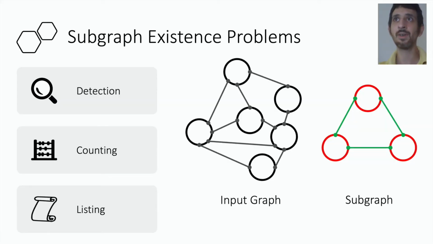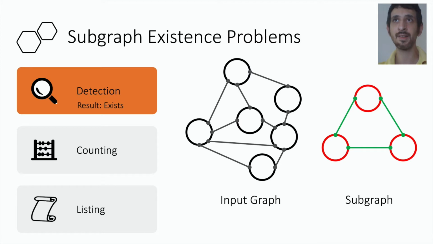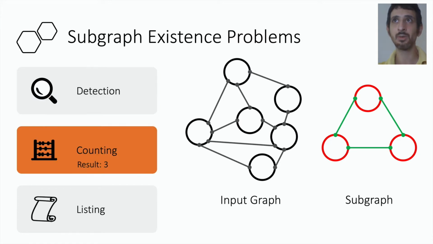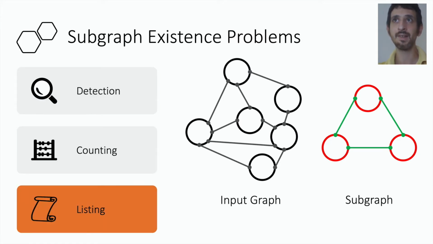In the subgraph existence problems, we're given some graph G and a pattern H, and we need to determine whether, and to what extent, the graph G contains copies of H. There are three main archetypes for subgraph existence problems. Existence and detection, in which we need to determine whether there exists a copy of H in the graph G. Counting, in which we need to count the number of instances of H in the graph. And listing, in which we need to output a set of all copies of H in the graph.